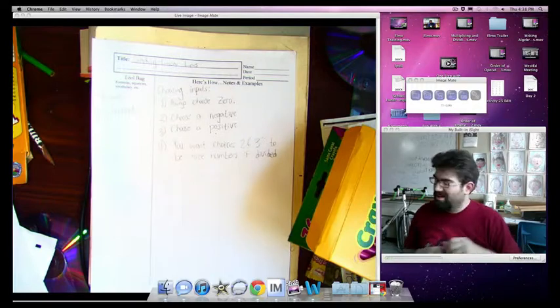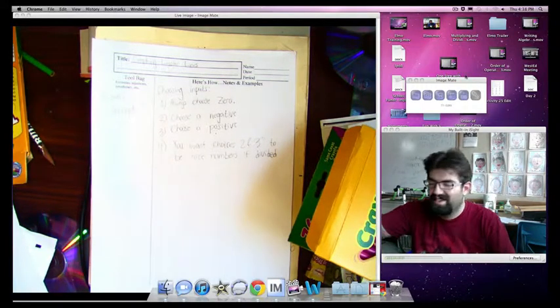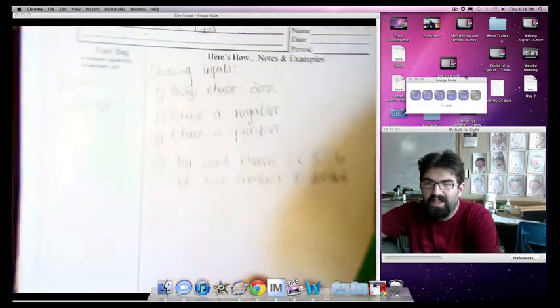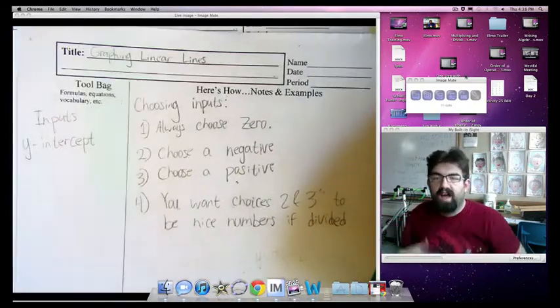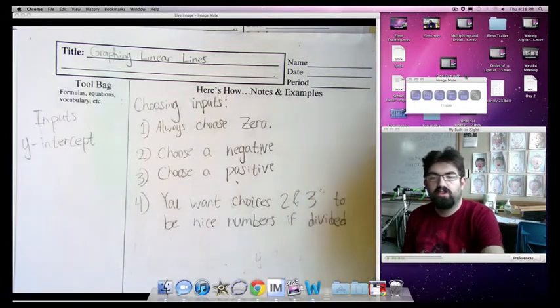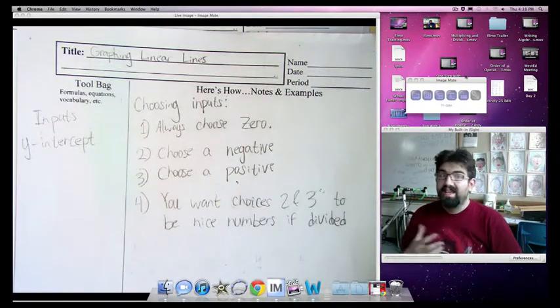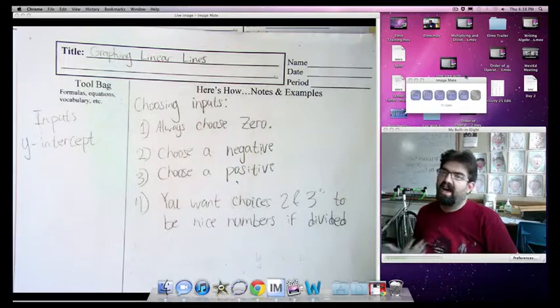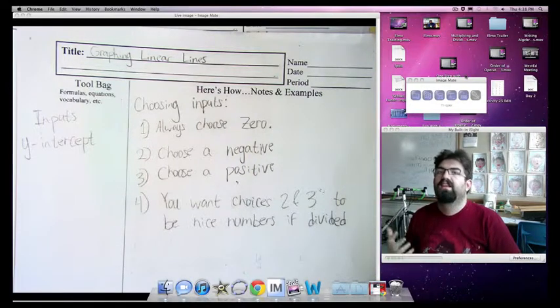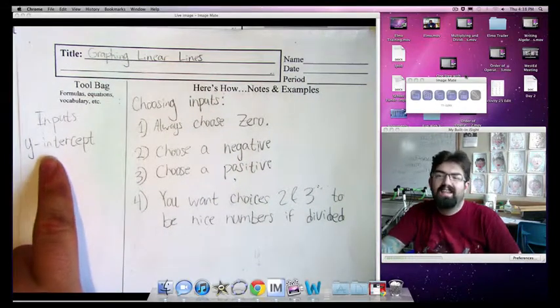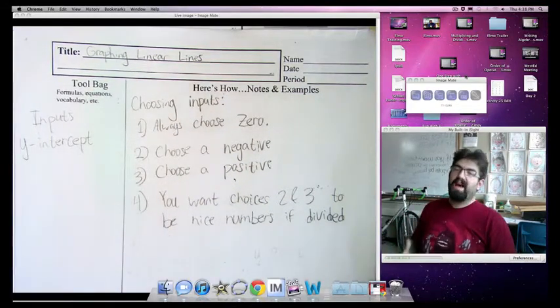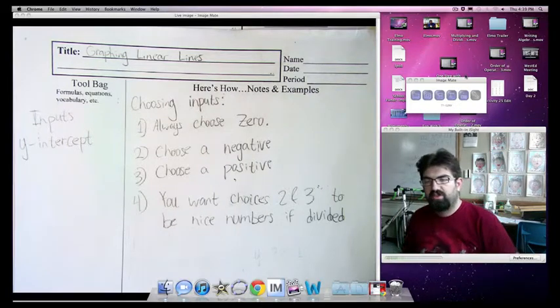Graphing linear lines. Step 1. You get to choose your own destiny. You get to choose what you want to use for inputs. Up to now, I have been telling you you're going to use this for an input, you're going to use that for an input. Not anymore. You get to choose which input you want to use. The only thing you don't get a choice on is you have to use 0. End of discussion. Because 0 gives you the y-intercept. And that is massive, and I will definitely point that out while we're doing this.